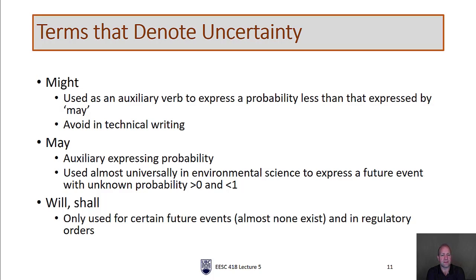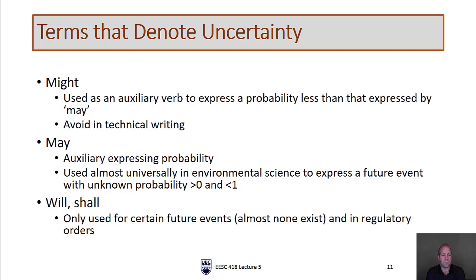We might use it in a technical presentation when we're speaking off the cuff, but we tend to use the word may. So might, the definition is used as an auxiliary verb to express a probability less than that expressed by may. However, we don't really differentiate between might and may. We typically just use may for everything.